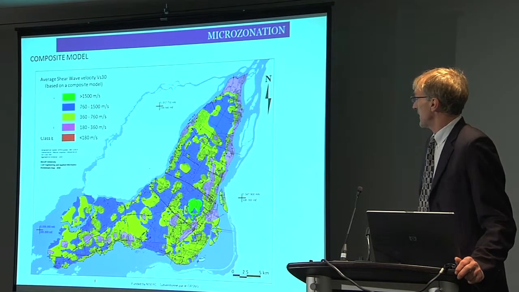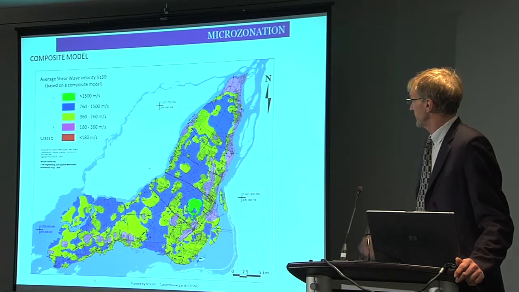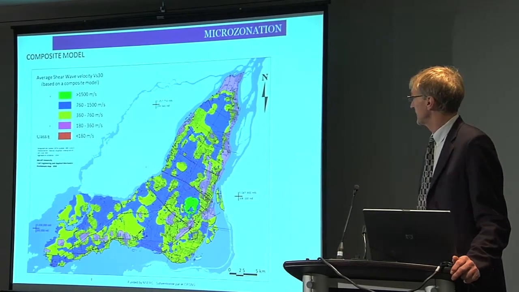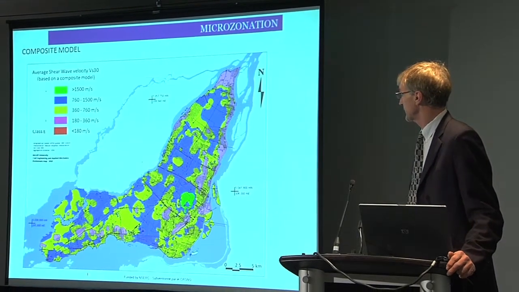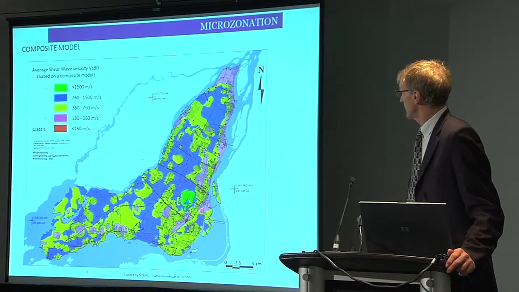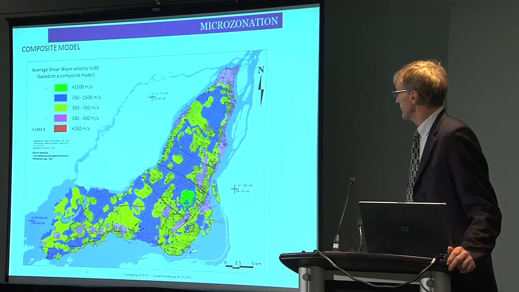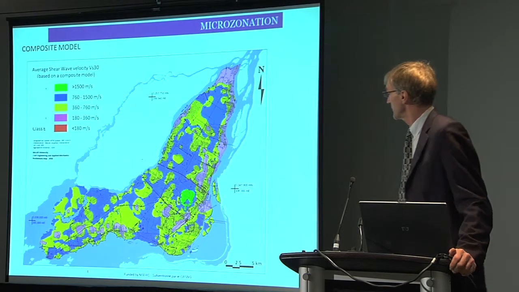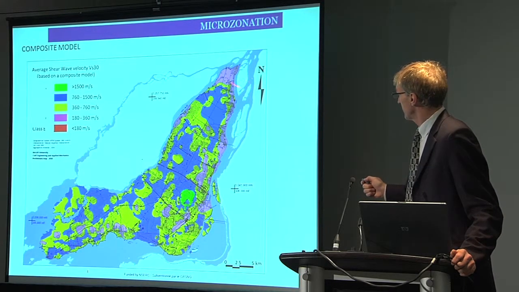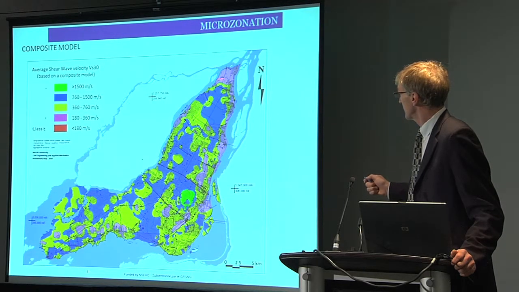And this is the composite model. This is the one that we feel might be the definitive one for Montreal, integrating all the information that I showed earlier. And again, we can see that there's quite a bit of correlation with the presence of clay deposits and sand deposits. So in terms of site amplification, the largest we can expect are going to be in these regions.